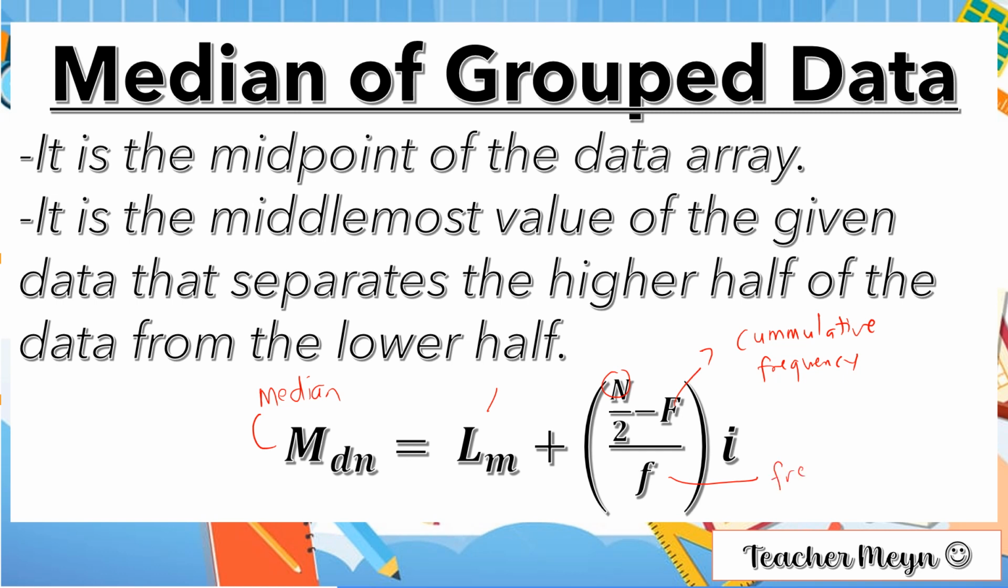Okay, so next, f is the frequency of the median class. I is the class interval.